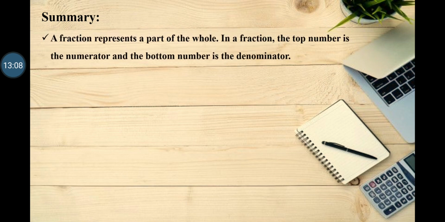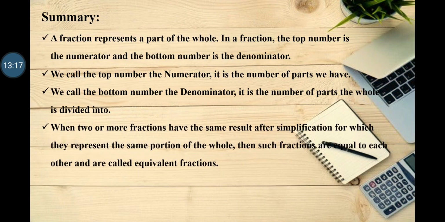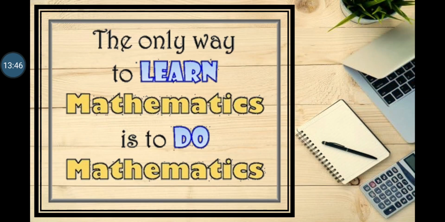A fraction represents a part of the whole. And we know that in a fraction, the top number is called the numerator and the bottom number is called the denominator. And what are equivalent fractions? Yes, when we multiply or divide the numerator and denominator by the same number, the next fraction will be the equivalent fraction of it. The rule we should remember is that whatever we apply, multiply or divide, to the bottom, the same must be applied to the top. Let's end our lesson with this beautiful saying: the only way to learn mathematics is to do mathematics. So we have to do a lot of practice.